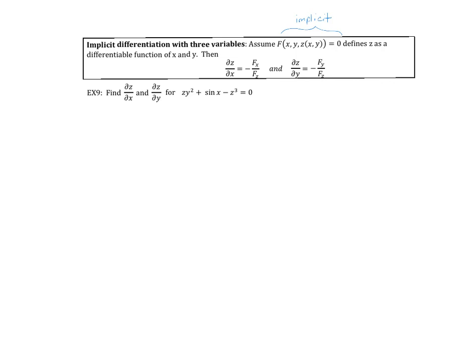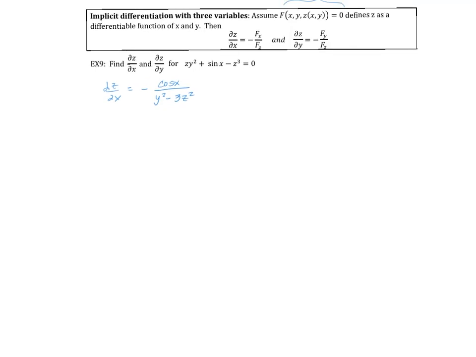In example 9, we want to find the partial derivative of z with respect to x and the partial derivative of z with respect to y for this given function. Our partial derivative of z with respect to x is going to be negative cosine of x over y squared minus 3z squared.